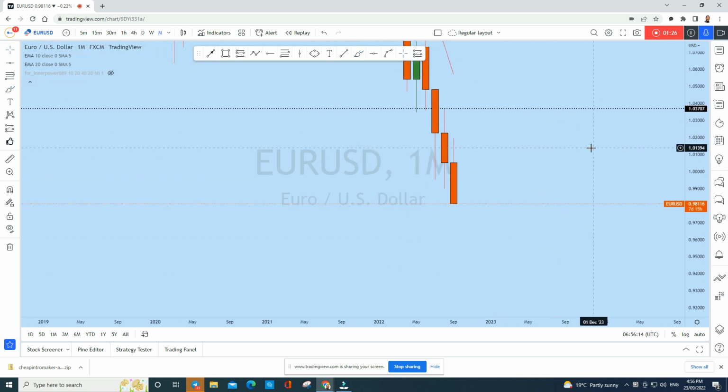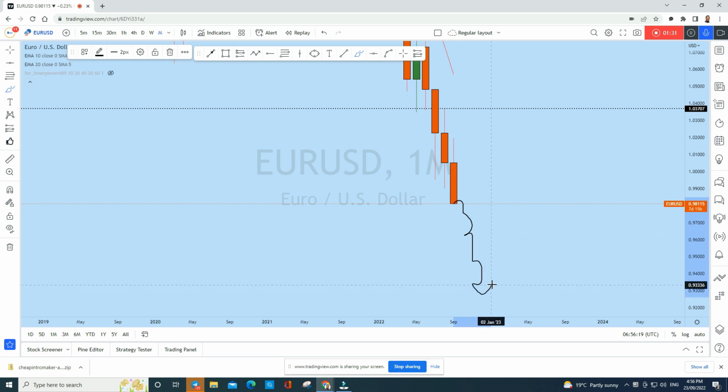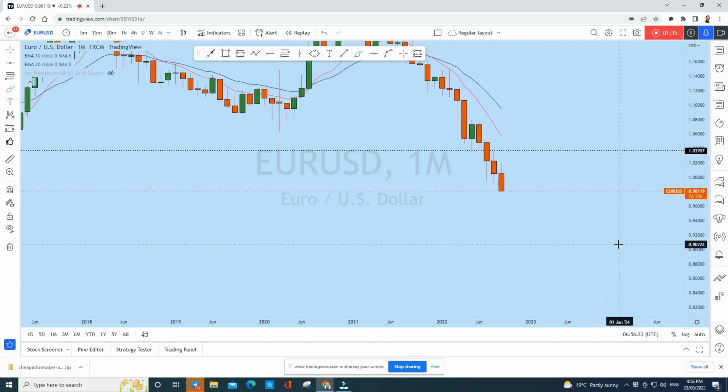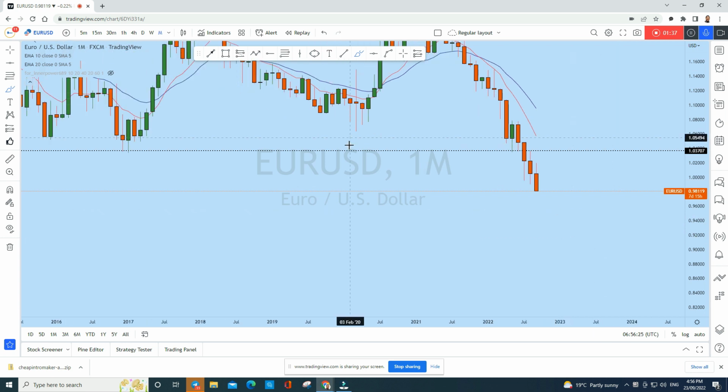It's a continuation candle. So with that kind of candle, we can expect a couple of monthly candles to print to the downside, signaling a potential further drop on euro dollar.